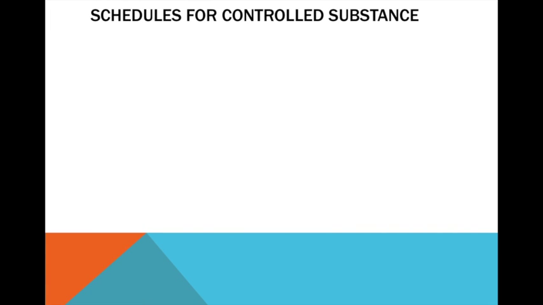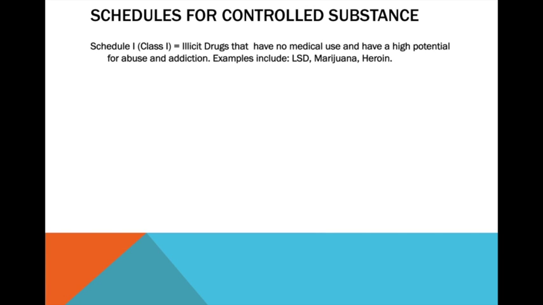Schedules for controlled substances. This is going to be important for your test as well. You're going to need to know what it means for drugs to be C1 through C5, what restrictions they have, and the laws that pertain to those restrictions. Schedule 1 or Class 1 drugs are the illicit drugs that have no medical use and have a high potential for abuse and addiction. Examples include LSD, marijuana, and heroin.